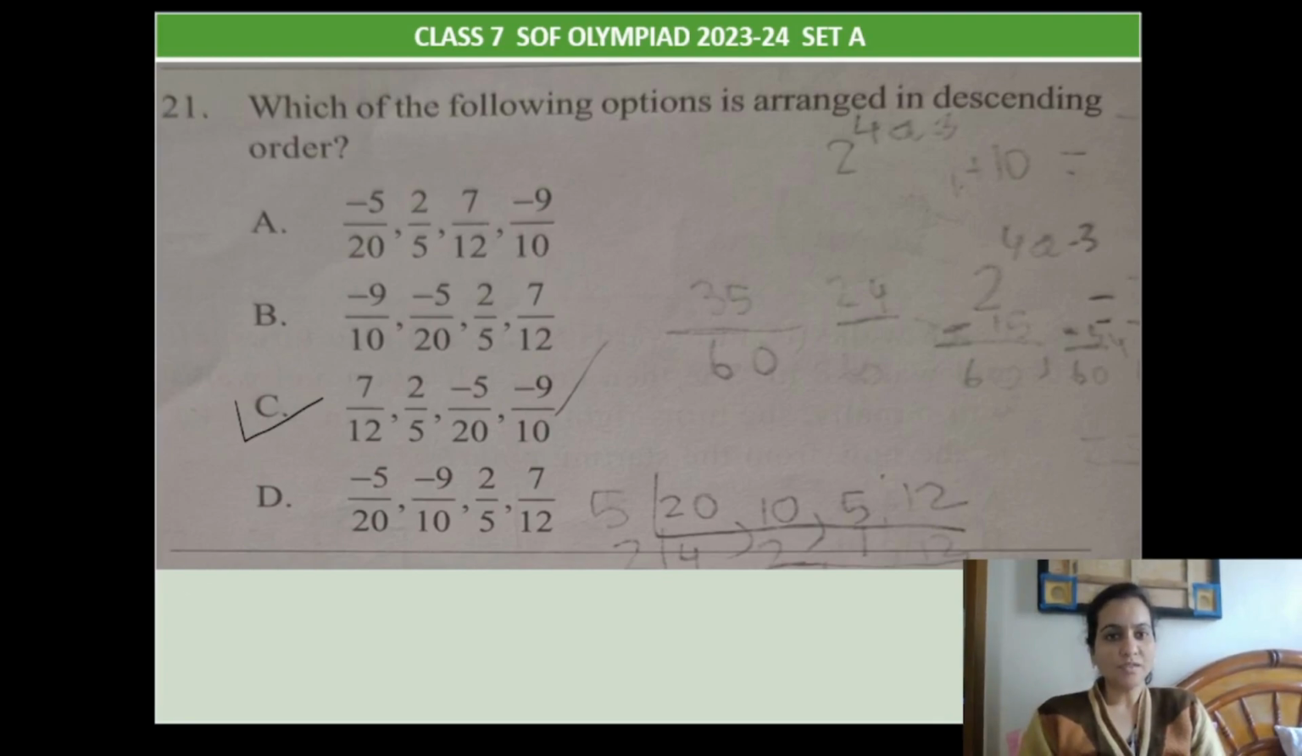So let's go for the next question. Option C is the correct answer for this descending order question.